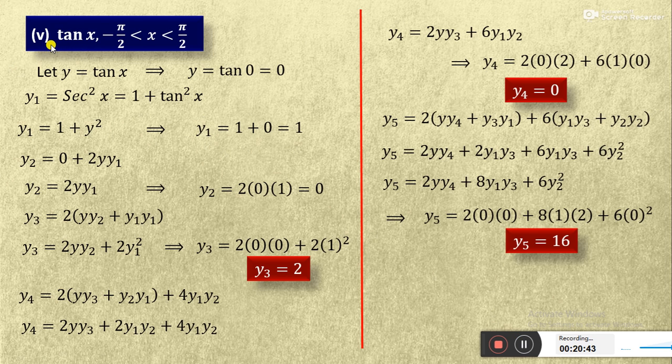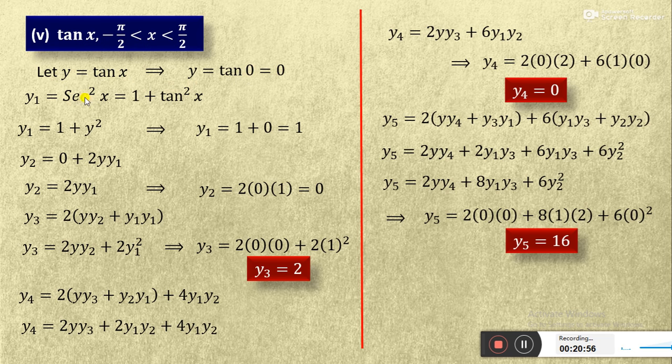Next, the Maclaurin series for tan x. So the limit is minus pi by 2 less than x less than pi by 2. So let y equal to tan x. So y equal to tan x, that means y equal to tan 0, which is 0.